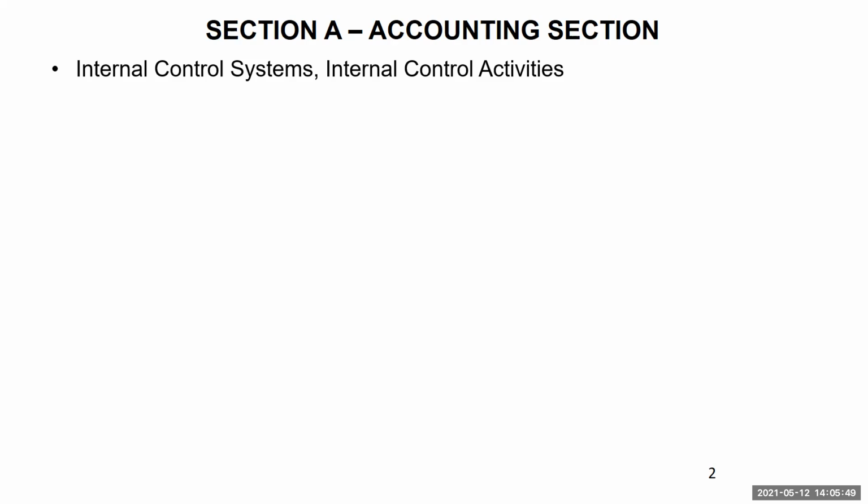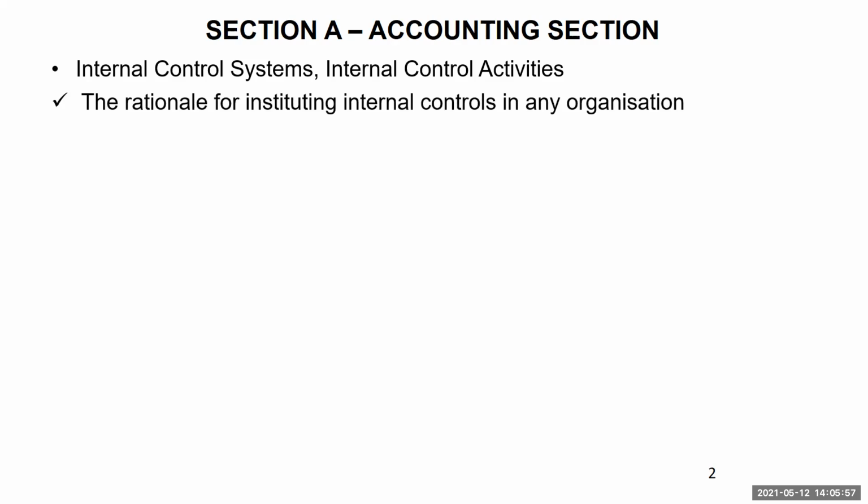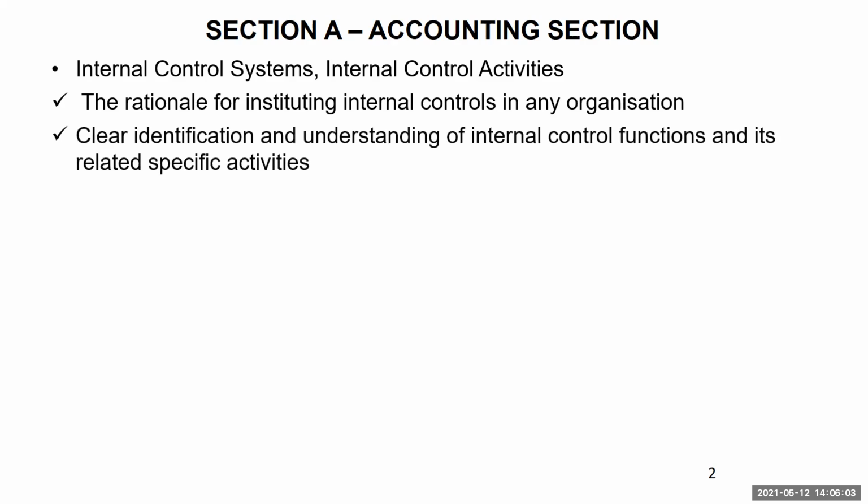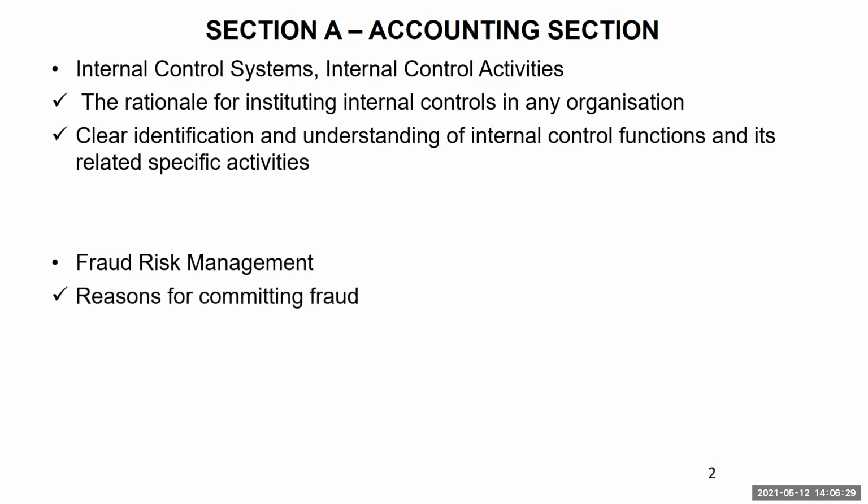You should look at areas about internal control systems, internal control activities. What is the rationale for which organizations will institute internal controls in their organizations? You should be able to clearly identify and understand internal control functions and then the specific activities of internal control. You remember things like SOAP SPAM. Know what the abbreviations mean and try to explain them. Don't just list them, explain.